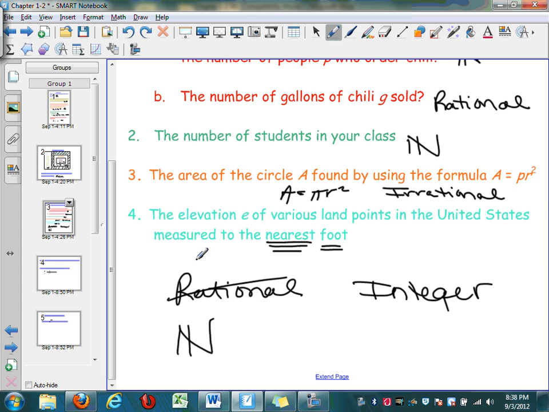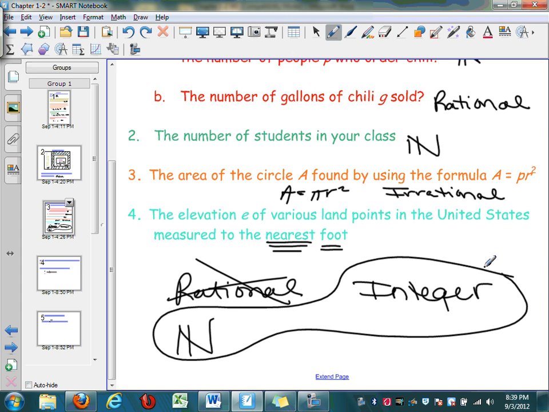I would say it's not rationals because you can't have a fraction of a foot. You're measuring to the nearest foot, so that means it's a rounding. So then, would you accept the naturals or would you accept the integers? Well, I guess it depends upon how you view things. Are you saying above sea level or are you saying below sea level? And this is an elevation of various land points. So therefore, since it didn't tell you for sure, I would accept either one of those as an answer. Are we all good with that, understanding that the negative integers would represent below sea level, whereas the positive integers represent above sea level?